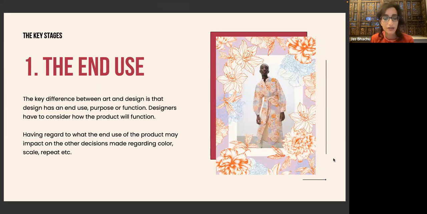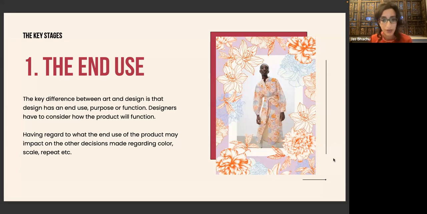So I actually start with the end use. Whilst this could change slightly over time, it's key to identify the actual end purpose of the print design. Before you even put pen to paper, so to speak, we need to identify what the function of this print is going to be. What product is it going to be on? This is the difference between having art and having design: we apply it to this end use, this product that we're going to use it on.